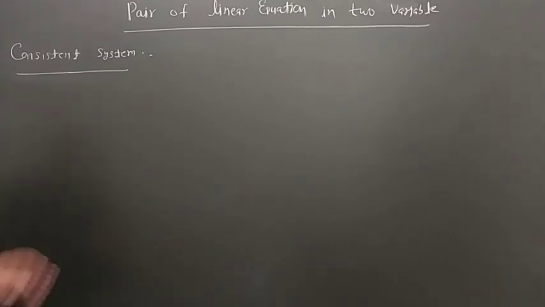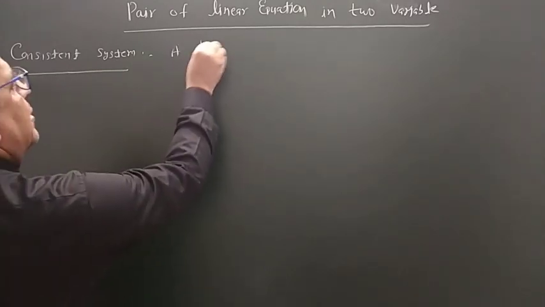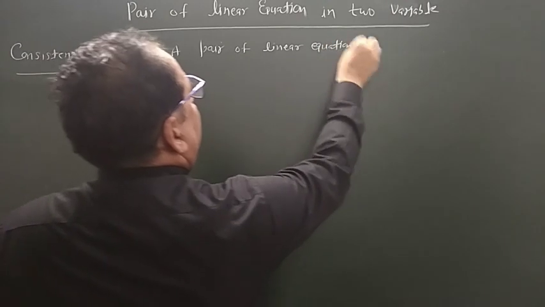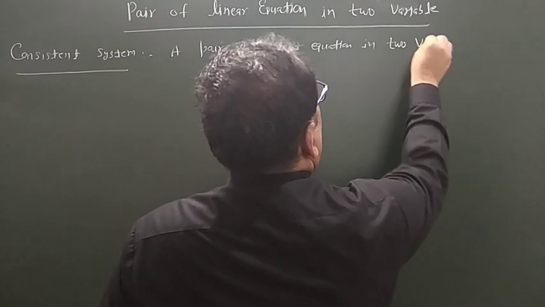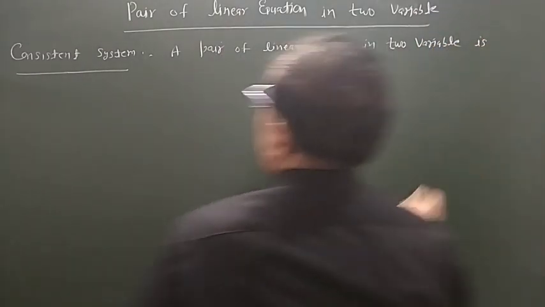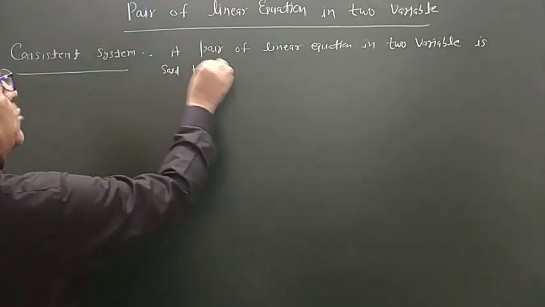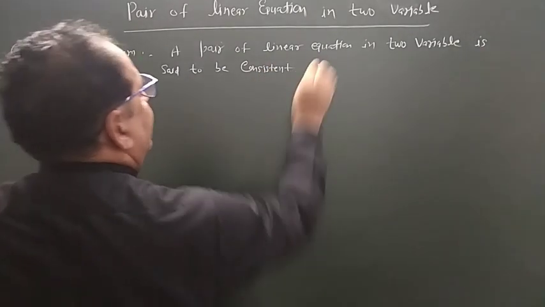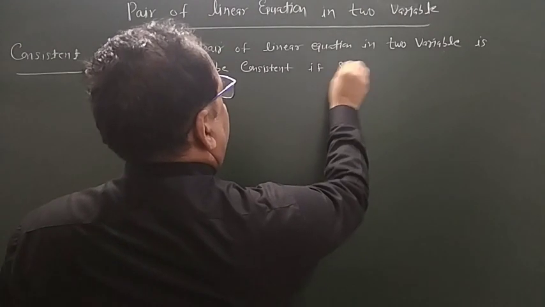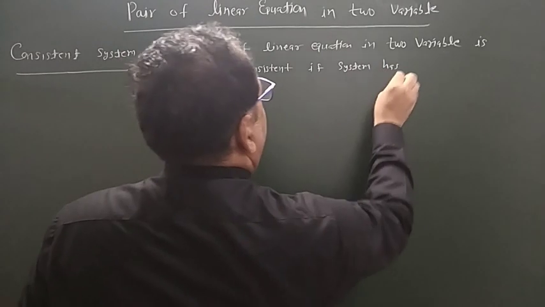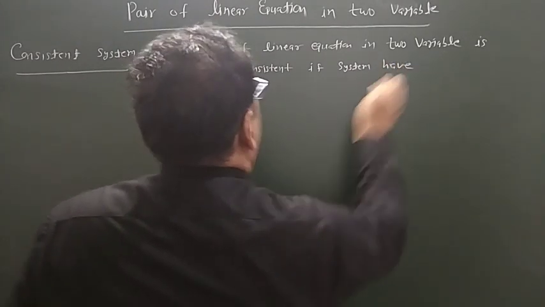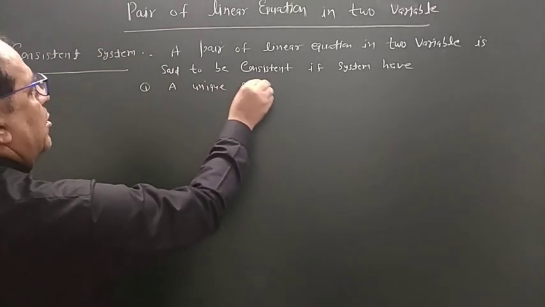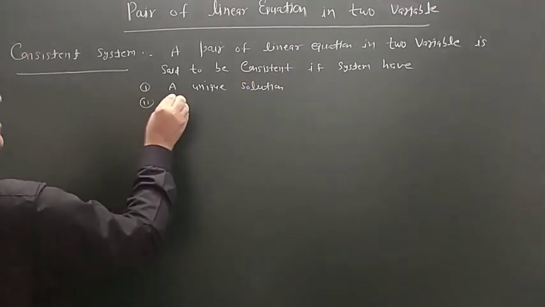Now the next topic from this chapter, consistent system. A pair of linear equations in two variables is said to be consistent if the system has first a unique solution, and second infinite solutions.